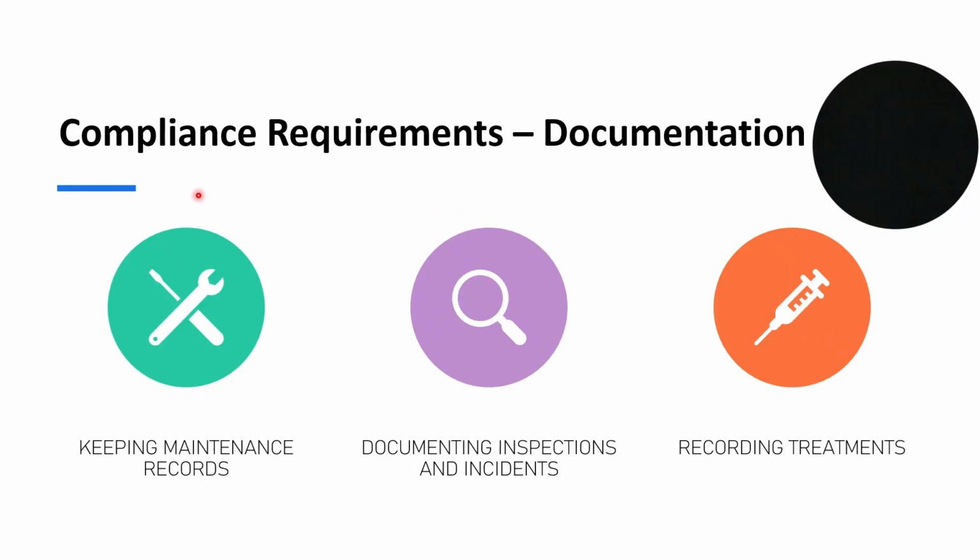The compliance requirements also need documentation, keeping a journal and notation somewhere, so that we have a record of what we are doing and how many trees we are planting and the date on which we did and things of that kind. Documentation, inspection, and incidents, we have got to keep a record of that. And we also have got to keep a record of the treatments we have given for the trees and plants.